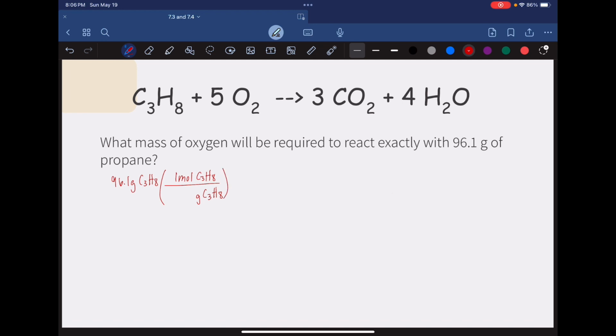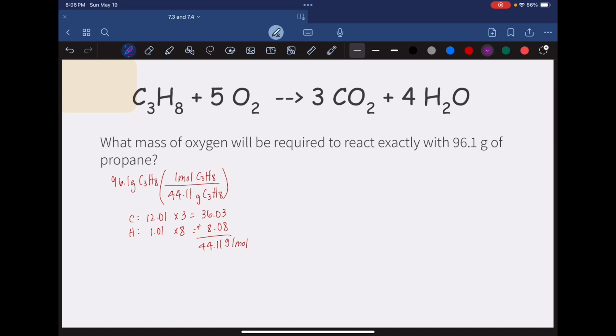In order to get our molar mass, carbon, the mass of carbon is 12.01. We have 3 of those. 12.01 times 3 is 36.03. Hydrogen's mass off the periodic table is 1.01, and there's 8 of those. And so this is 8.08. When you add them together, you'll get 44.11 grams per mole. Remember, that's just saying for every 1 mole, it's 44.11 grams.